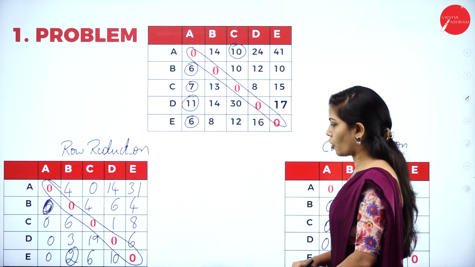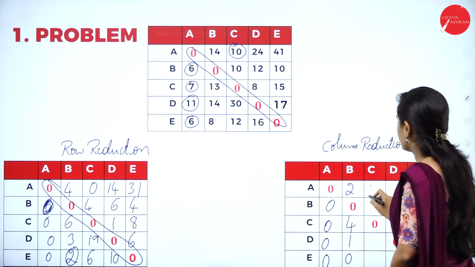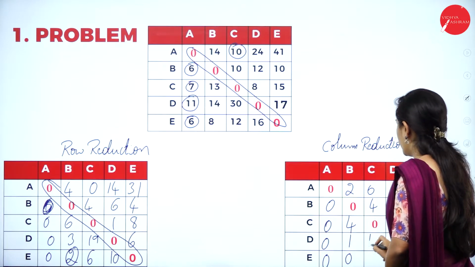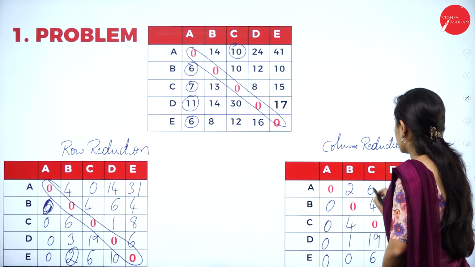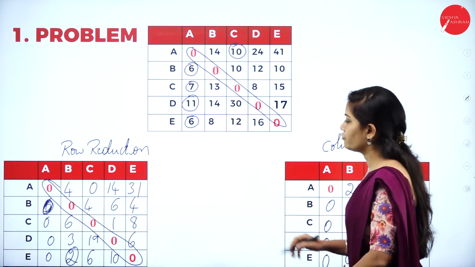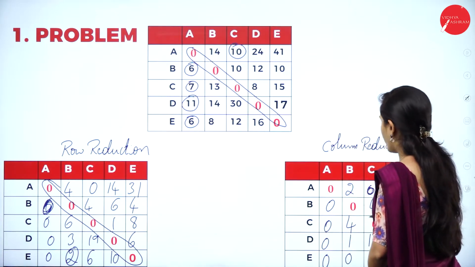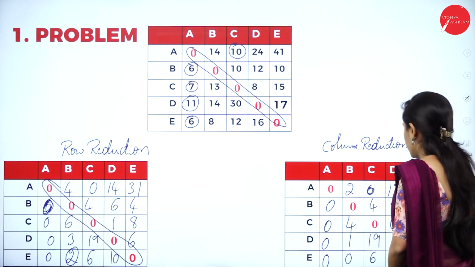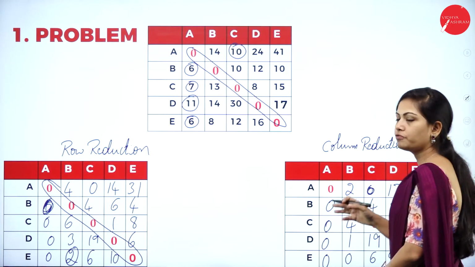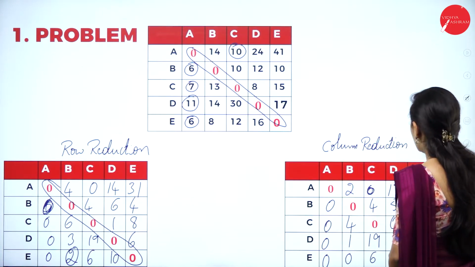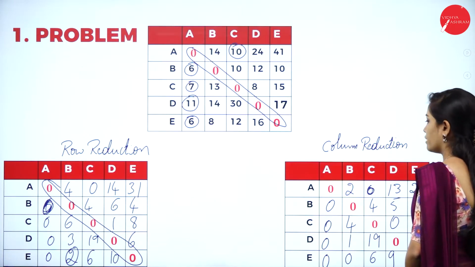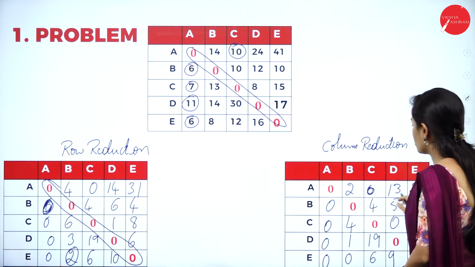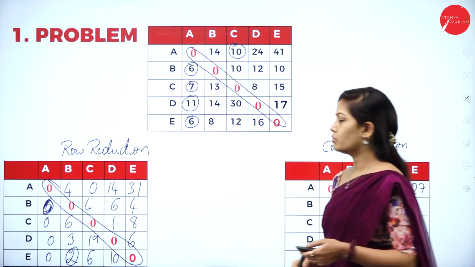In third column, the least value is 0, so 0, 4, 19 and 6. And in fourth column, the least value is 1. So 13, 5, 0 and 9. In fifth column, the least value is 4. 31 minus 4 it is 27, 0, 4 and 2. So this is your column reduction value.